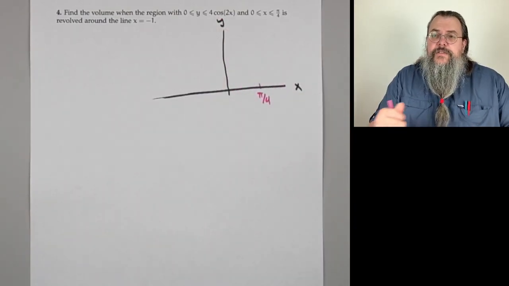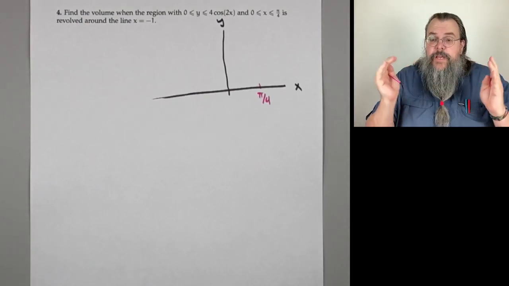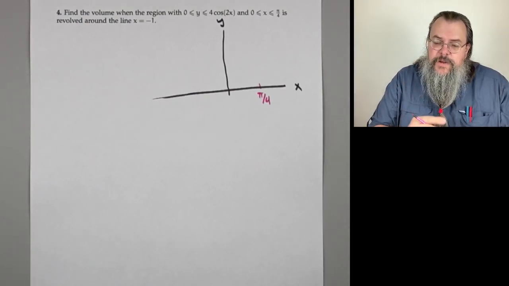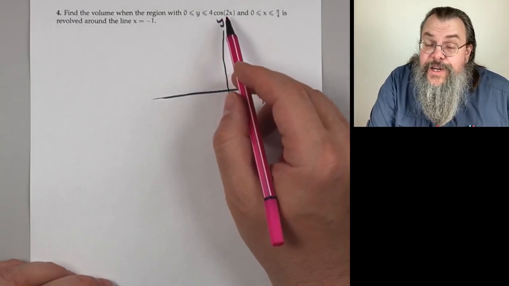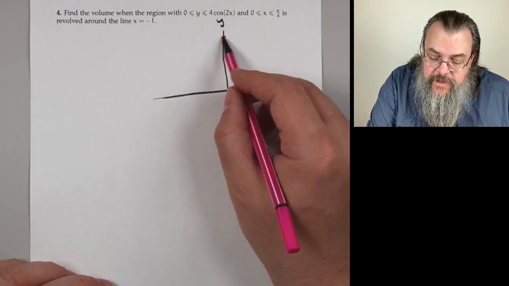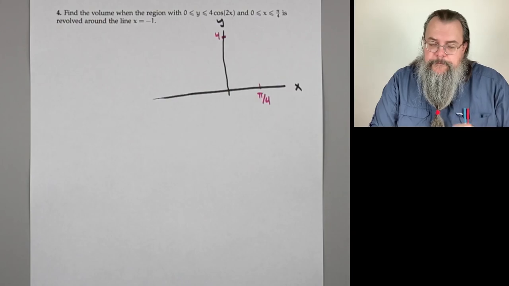Well, it's the cosine function. We just stretched it and squished it. So one thing we can do is plug in our endpoints. At 0, cosine of 0 is 1, so we're up here at 4. That's the stretch up by a factor of 4.